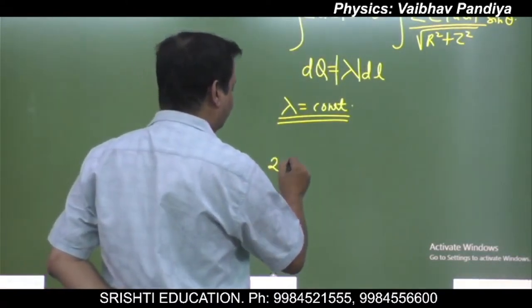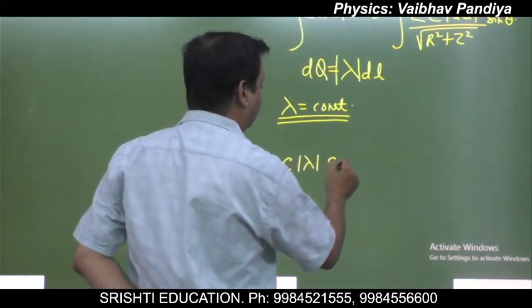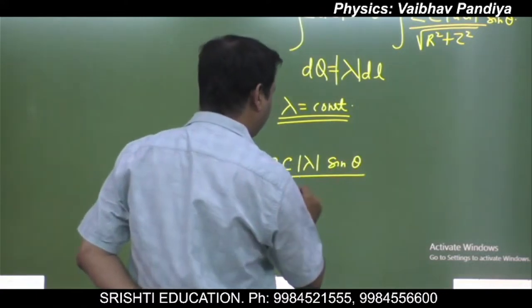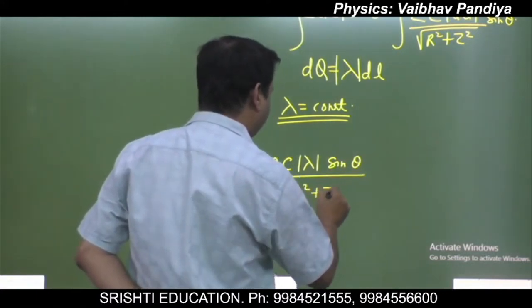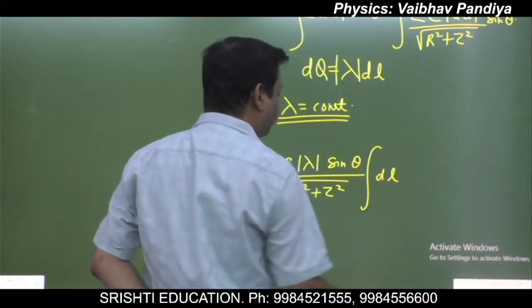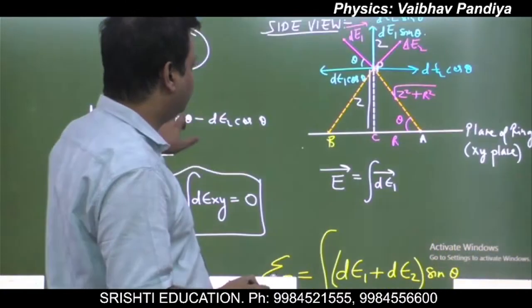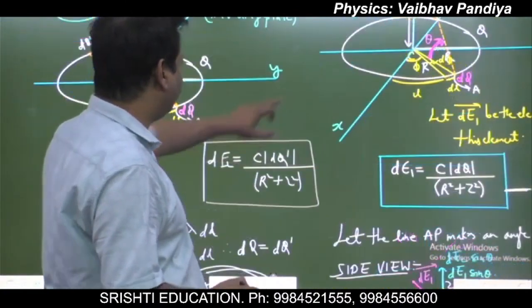So I'll get 2C lambda sin theta divided by r square plus z square, integral of dl. Now we have to put the limit of L. Now you can see we ran L from this point.